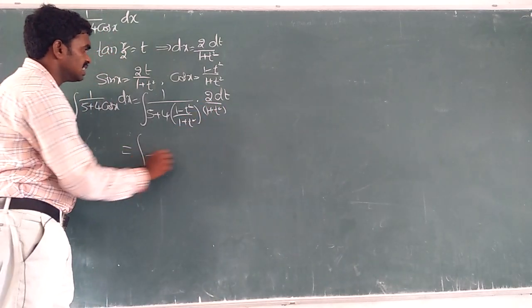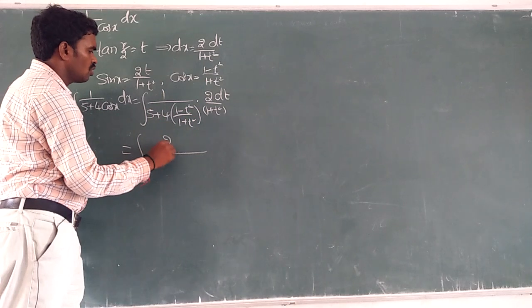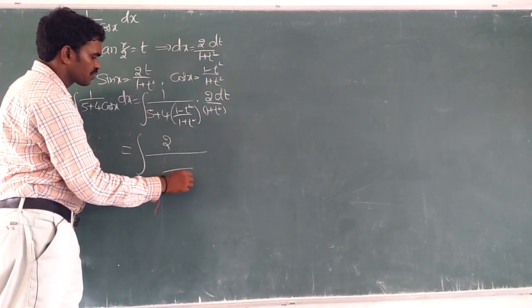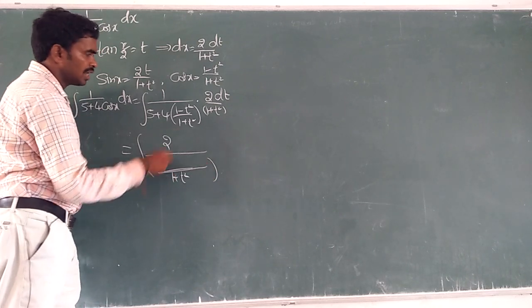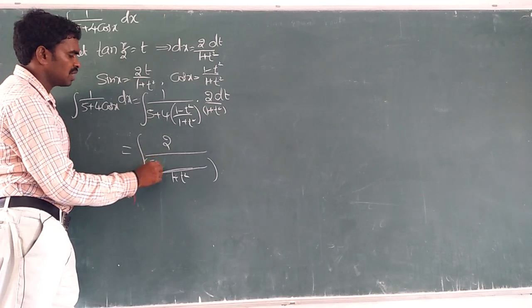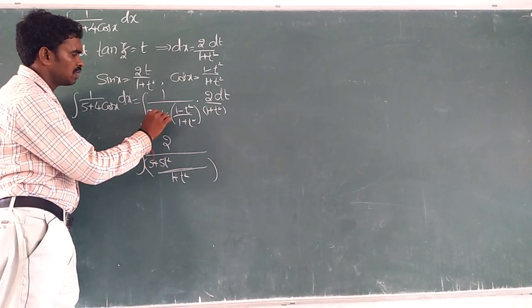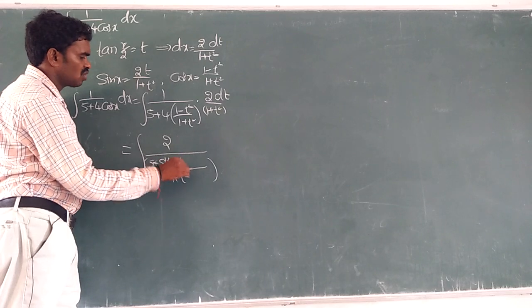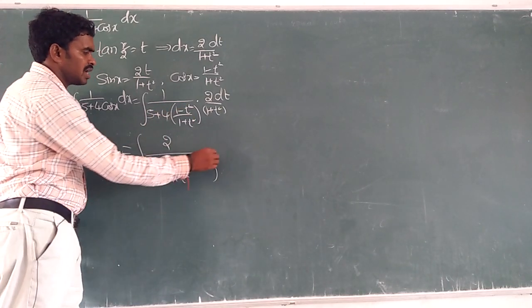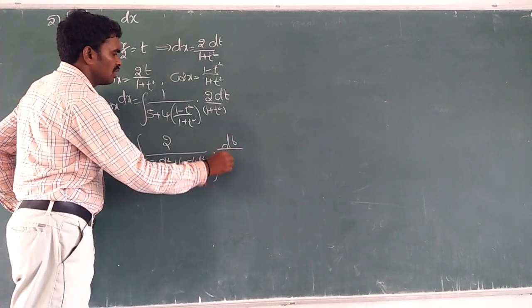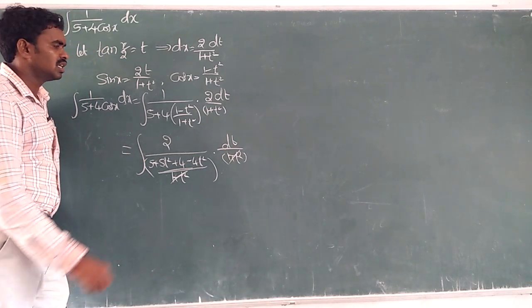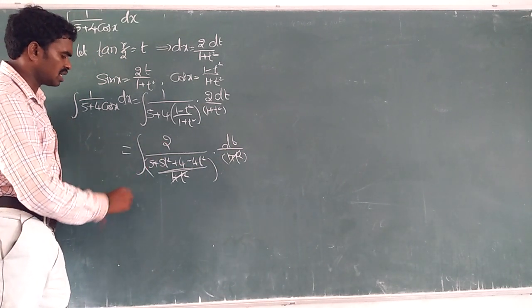Now we have to simplify this. 1 into 2 is 2. And in the denominator, 1 plus t square is the LCM. So 1 plus t square into 5 becomes 5 plus 5 t square, and plus 4 into minus t square, minus 4 t square, into dt by 1 plus t square as it is. Both terms are the same, so they get cancelled. The remaining 2 is a constant, we can write it outside.